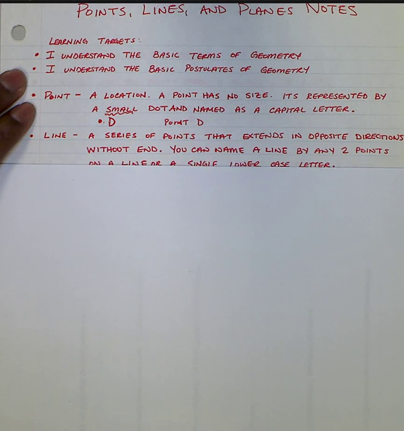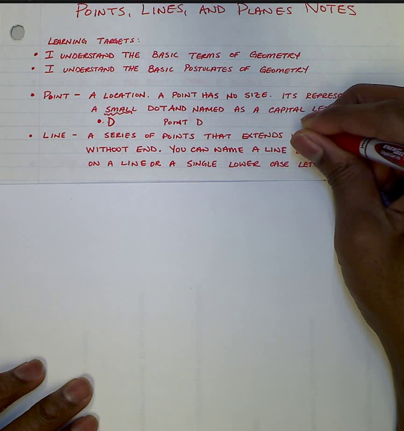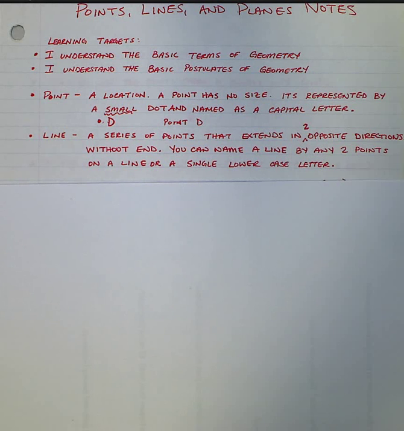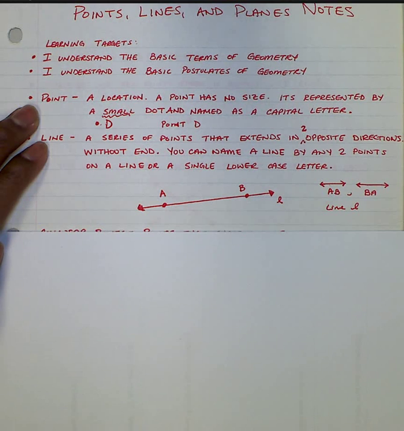Next we have a line. A line is a series of points that extends in two opposite directions without end. You can name a line by any two points on the line, or a single lowercase letter. And so what we have here, let me get this down. We have a line.